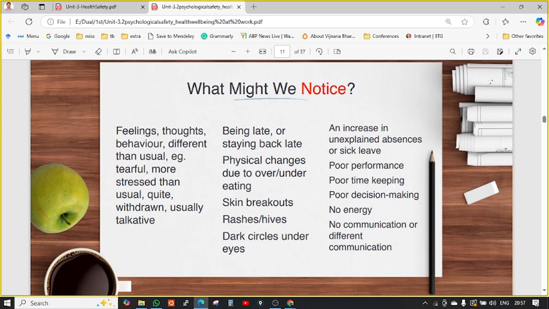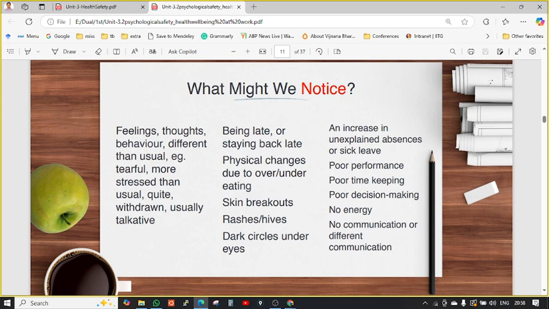If someone has dark circles under the eyes, that is a sign that they are under stress. Much stress is there for these persons, just know this is a sign. An increase in unexpected absence or sick leave. Someone is taking sick leave frequently, falling sick, applying for sick leave. So you just know that the person is mentally unwell. Poor performance. In your case of exams, what happens? If you do not perform well, even if you are studying, that means you do not focus in the exam. That is the reason, you have some other problem.